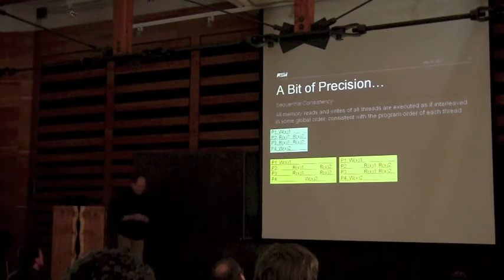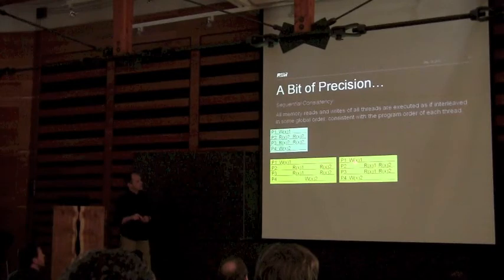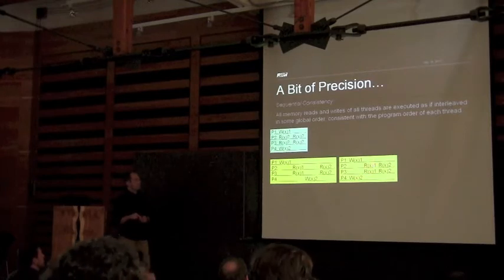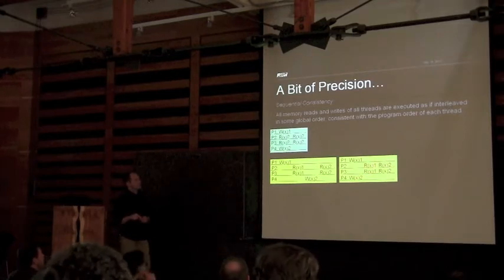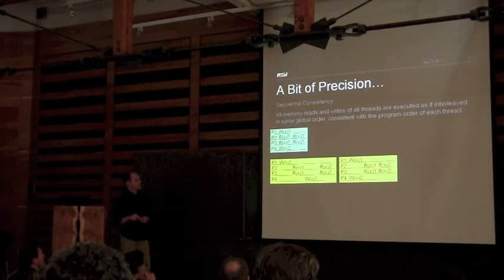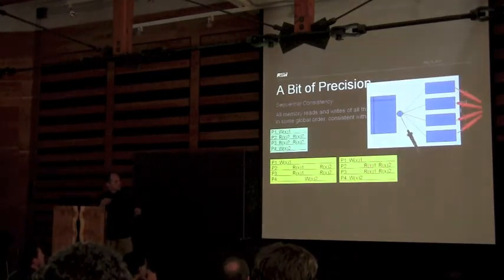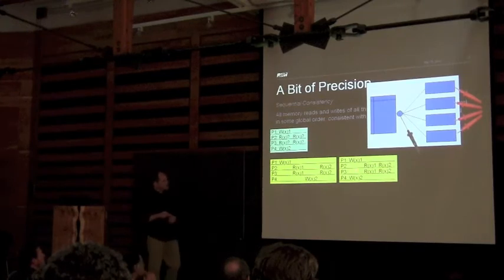This is also an allowed interleaving. It seems odd, because what I'm saying is this processor wrote first, and this processor wrote before these reads happened. And yet the read still looks like one and looks like two. And why is this allowed? Because this is a description of what's happening here.